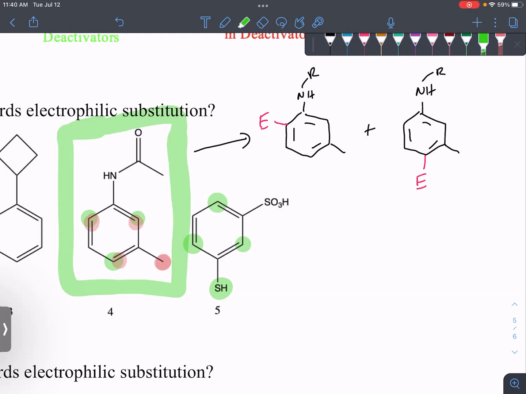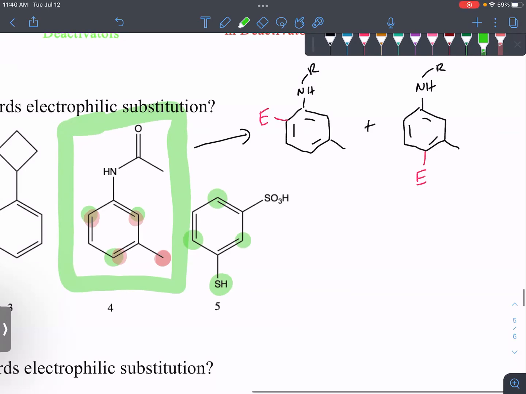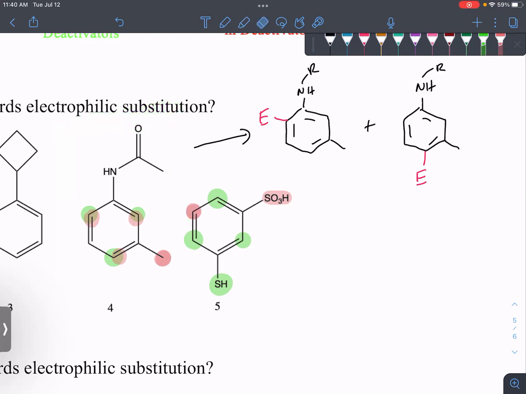And what about the SO3H? SO3H wants it to go meta. So that would be this carbon only. We can't really count the SH carbon because there's already something on it, so we can't add anything else. So the SO3H is only really directing to one meta carbon.